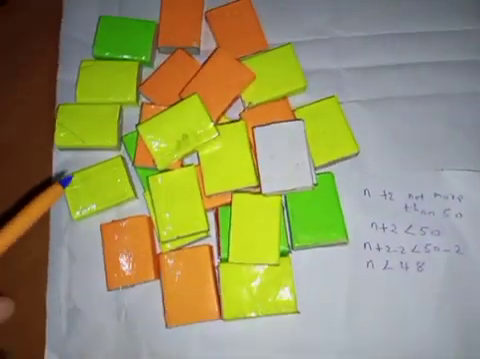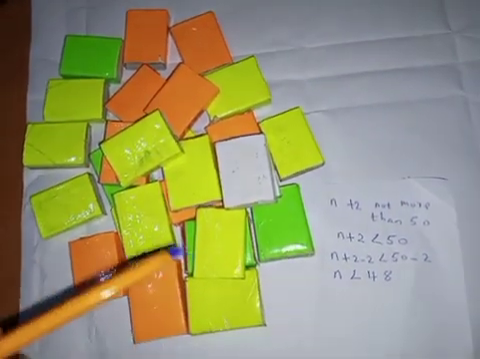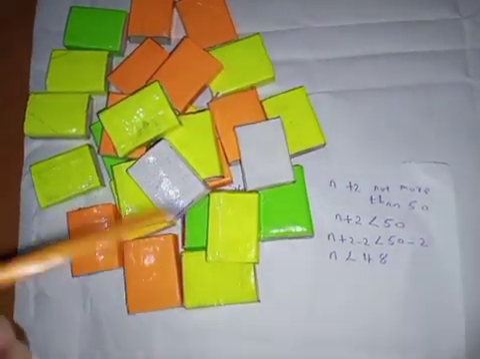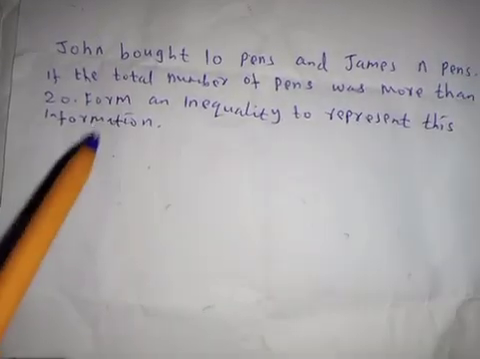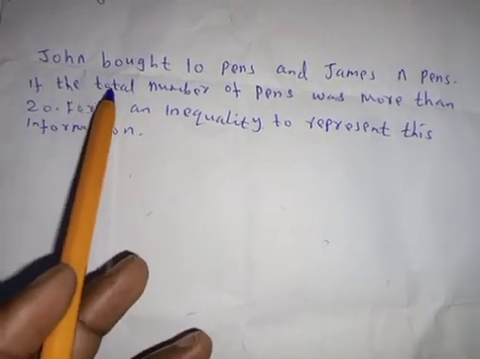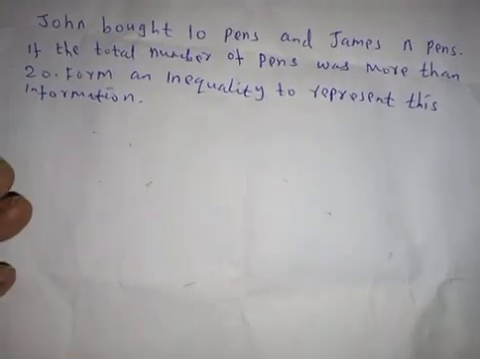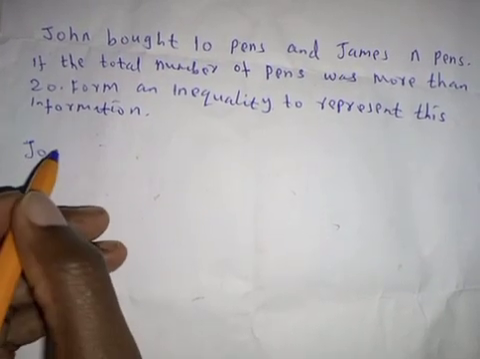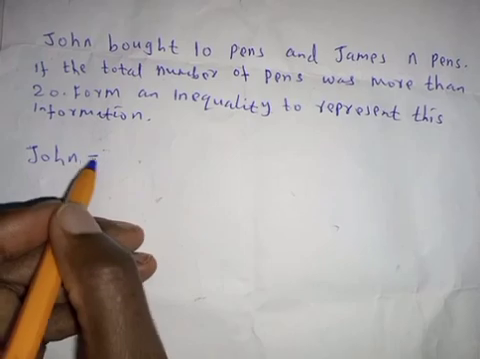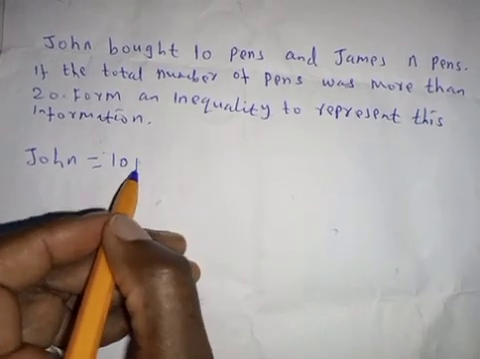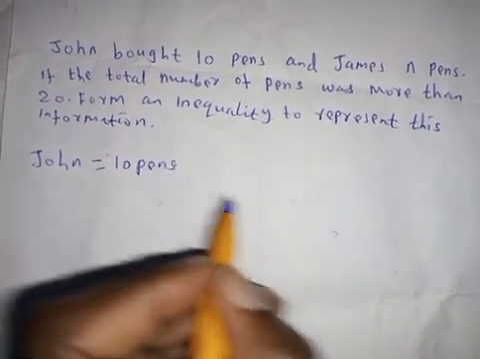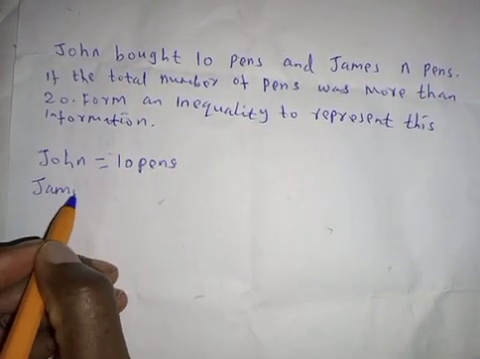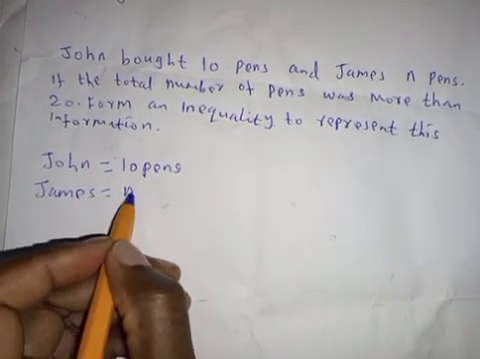So this information means that the total number of cuboids here, of all the colors, is not more than 50. So if you look at forming linear inequality, we have these two students here, and we are told that John bought 10 pence. He bought 10 pence. James bought n pence.